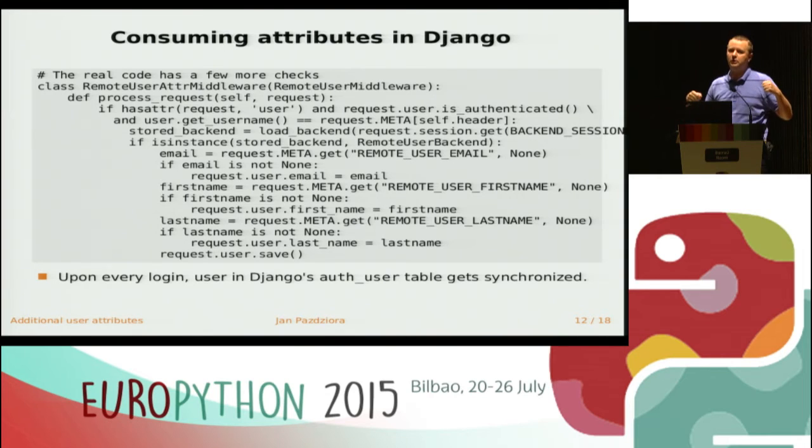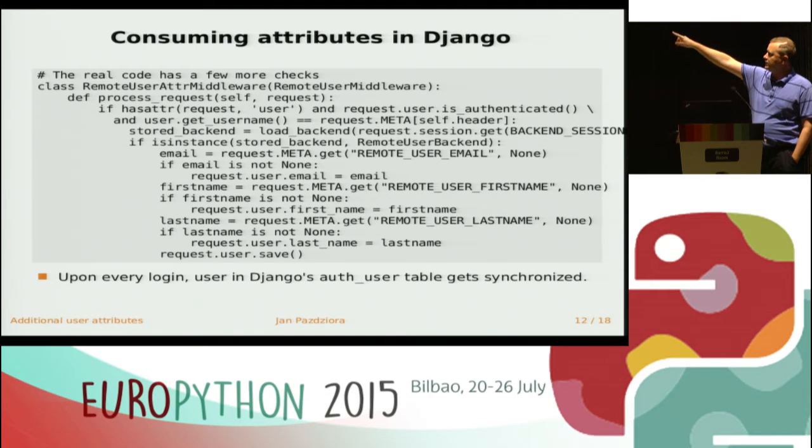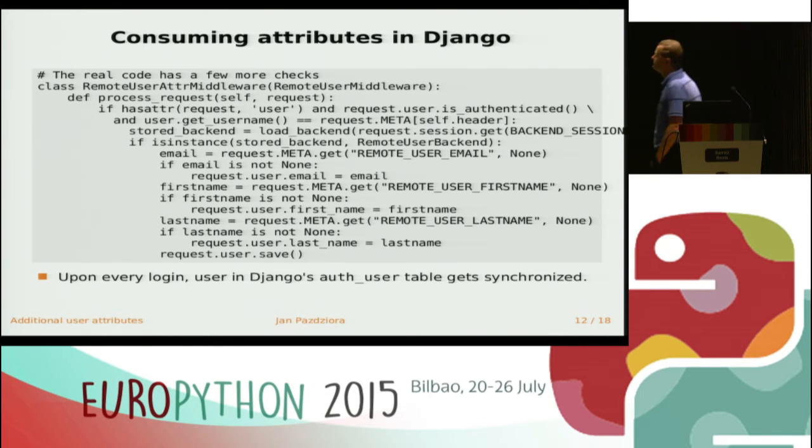How do we consume those attributes in Django? Well, I have the remote user attr middleware, which checks that the user, as we see authenticated in Django, is the one matching in the header so that there's no mismatch. And then it just uses those environment variables or meta values, sets attributes for the user and saves. I would have pointed with a pointer if I had a pointer.